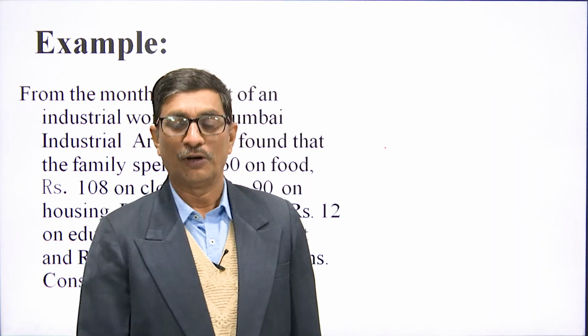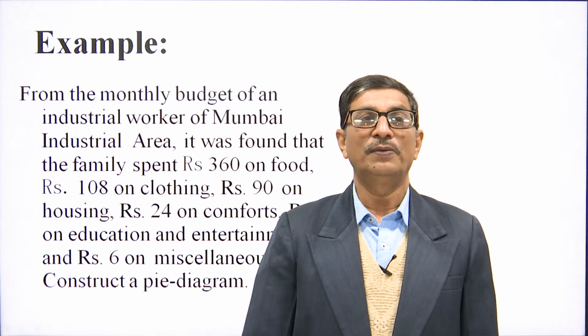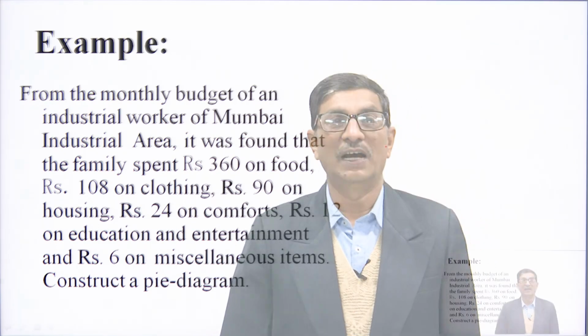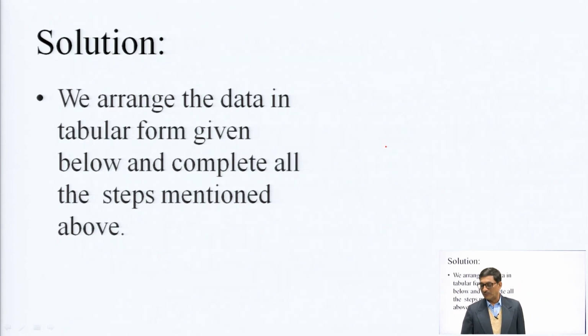For example, from the monthly budget of an industrial worker of Mumbai industrial area, it was found that the family spent rupees 360 on food, rupees 108 on clothing, rupees 90 on housing, and rupees 24 on comforts, rupees 12 on education and entertainment, and rupees 6 on miscellaneous items. Construct a pie chart.